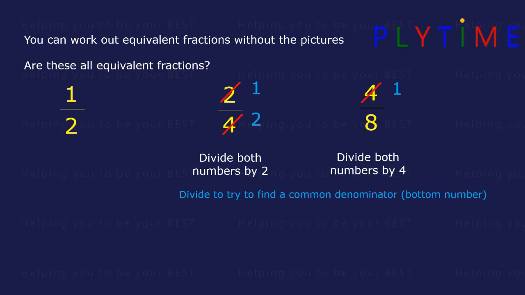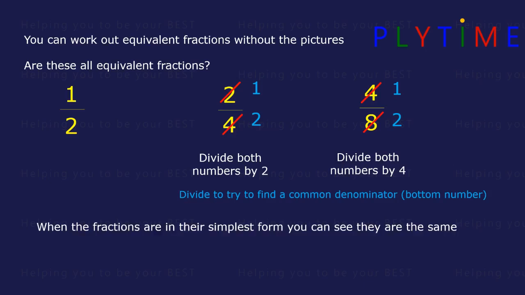4 divided by 4 is 1. 8 divided by 4 is 2. Again, it's a half. When the fractions are in their simplest form, we can see they are all the same. They're all a half. Knowing your times tables can help simplify fractions.